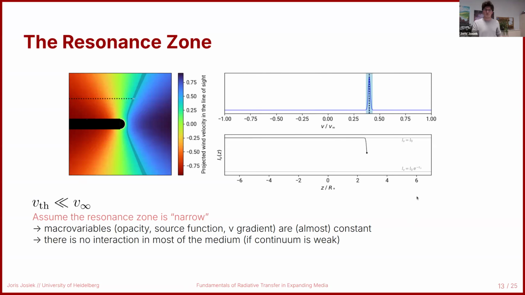But now we want to do some math to solidify this a little bit and develop it further. So the question here, mathematically, what we need to calculate is what exactly is this optical depth, this Sobolev optical depth of the resonance zone? How do we obtain this?